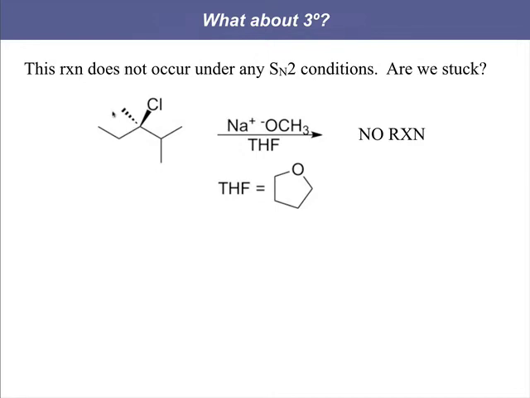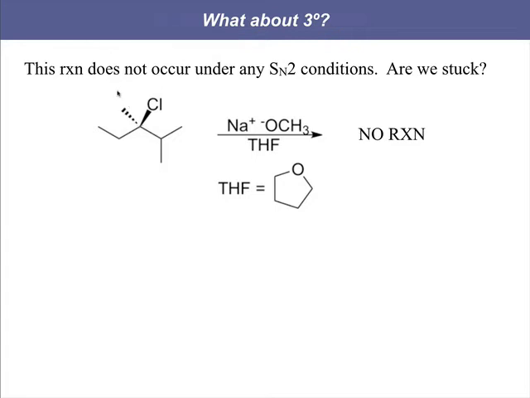Additionally, with these three carbon groups on our carbon of interest, we get three sources of hyperconjugation, and that hyperconjugation occludes, blocks off, and neutralizes any positive character on that carbon, which means the nucleophile won't find it.